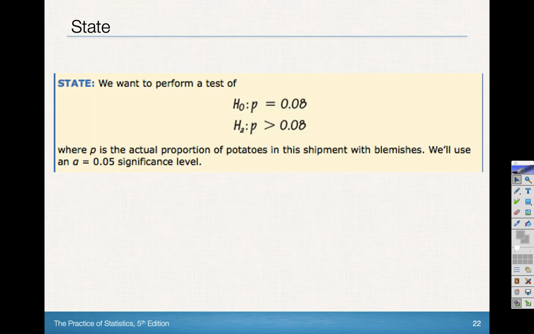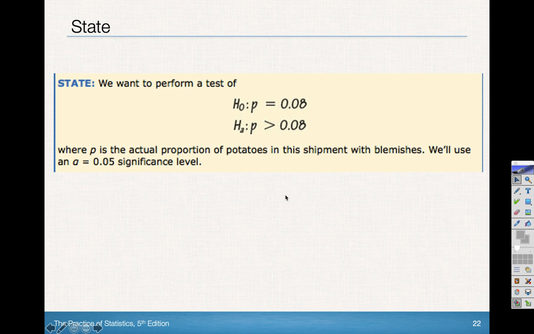Our null hypothesis is that P is equal to 0.08, P being the proportion of the potatoes in the shipment with blemishes. The alternative is P is greater than 0.08, because if it is greater than 0.08, then we're going to reject this truck. If there is not enough evidence to say that P is greater than 0.08, then we're going to allow this truck into our factory. We're going to choose an alpha level of 0.05 because that's what they told us to use. And you can see I wrote a sentence that tells you what P is: P is the proportion of potatoes in the shipment with blemishes.